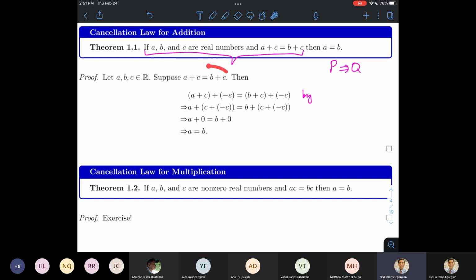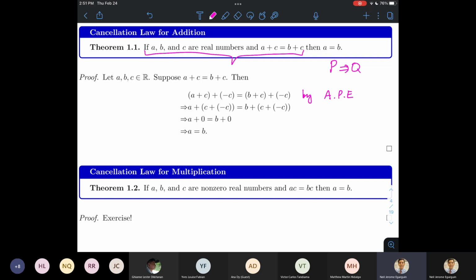So remember, I started here. Okay? Then I said, this is what I want to do. What happened here? What is the difference between the original premise and the first line in the proof? Well, what happened there is I just added a negative C to both sides. And I think Lester got it on the chat. Yes, I used the addition property of equality here.